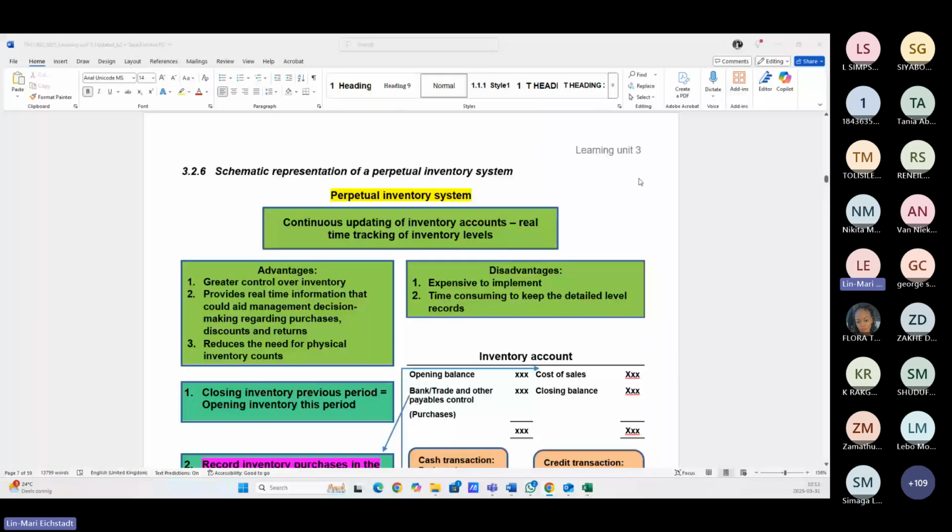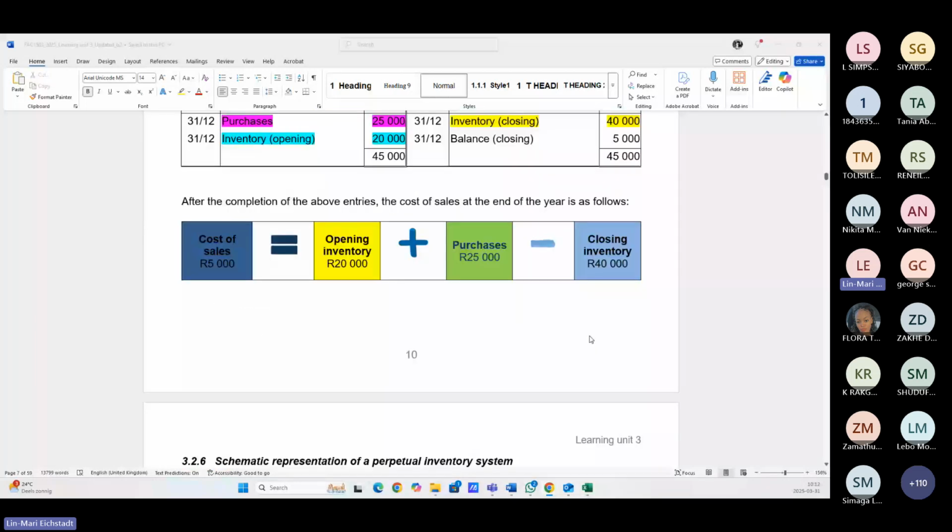So now that we have gone through the examples thus far of the periodic inventory system, I'd like to open the floor. If we give ourselves maybe until 10:30 at the latest, maybe there's not as many questions because we did have quite a few in the previous session, and then we can continue with the perpetual. Are there any questions at this point in time?